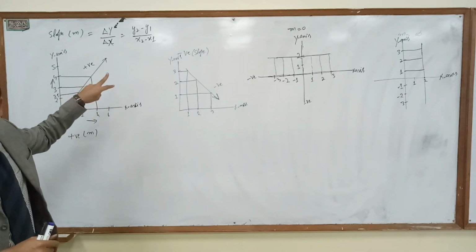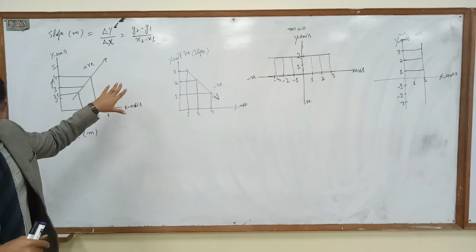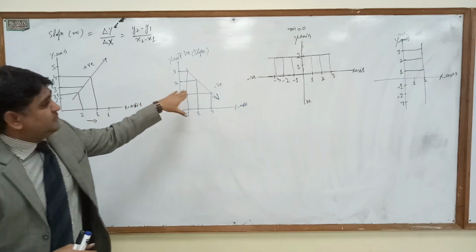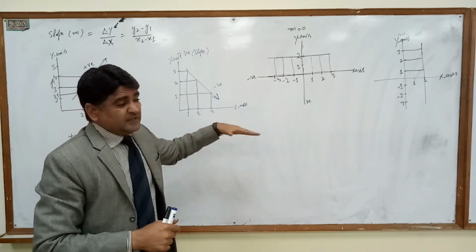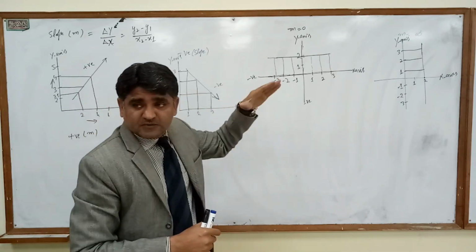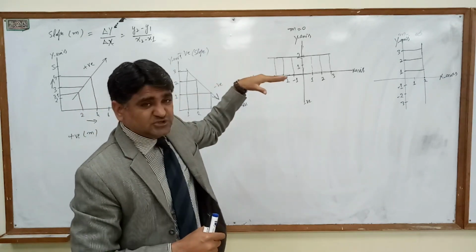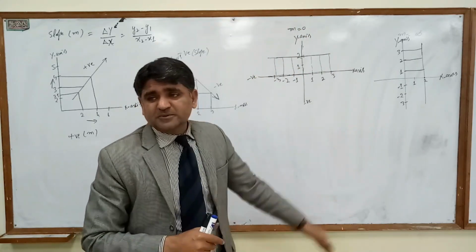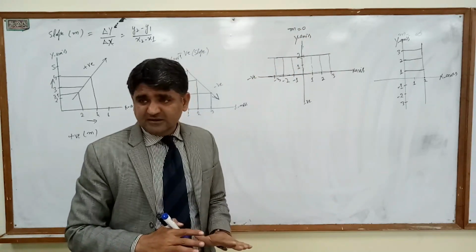You should be very careful while you are talking about the graphs. If left to right, upward, there is positive slope. If left to right, downward, negative slope. If there is a horizontal line, there is 0 slope. If it's a vertical line, slope is undefined. Very clear? Yes.